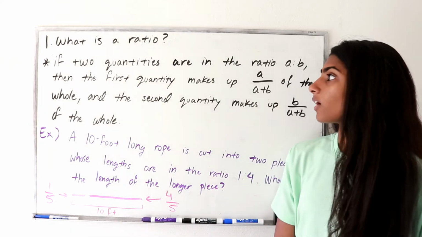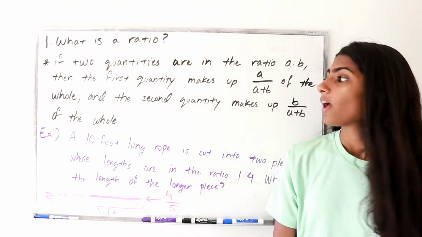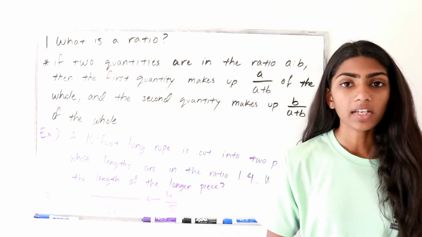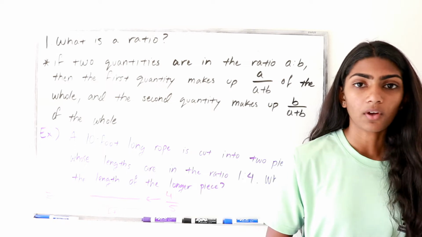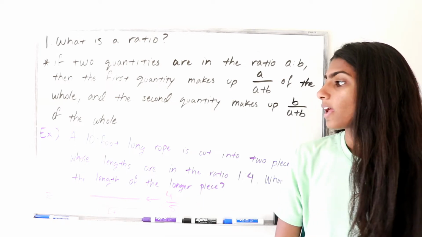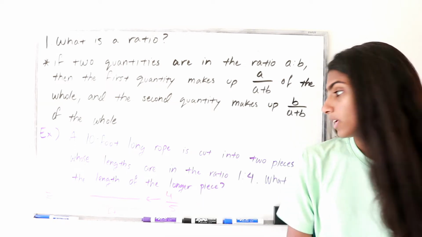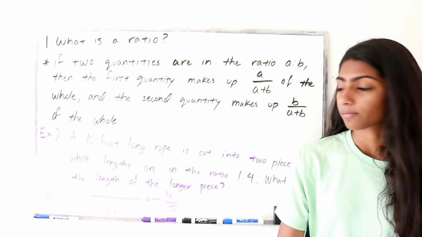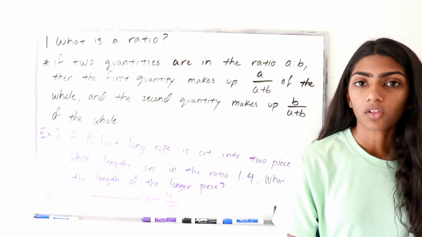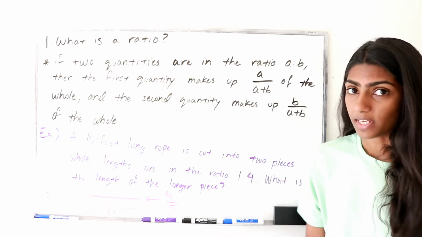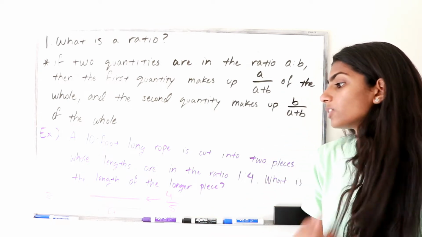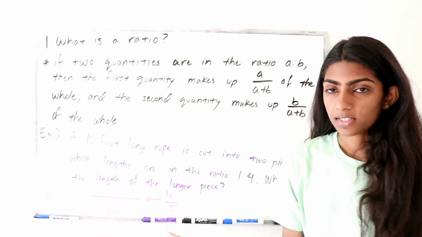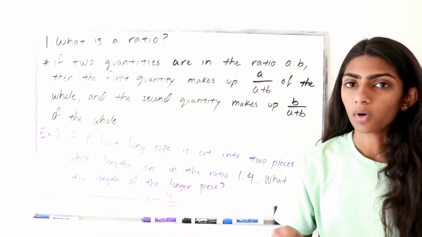So if 2 quantities are in the ratio a to b, then the first quantity makes up a over a plus b of the whole, and the second quantity makes up b over a plus b of the whole. Let's look at an example. A 10-foot long rope is cut into 2 pieces whose lengths are in the ratio 1 to 4. What is the length of the longer piece? So, first thing I'm going to do, I drew a little piece of rope right here, and I have a shorter piece and a longer piece. And I know that the ratio is 1 to 4.